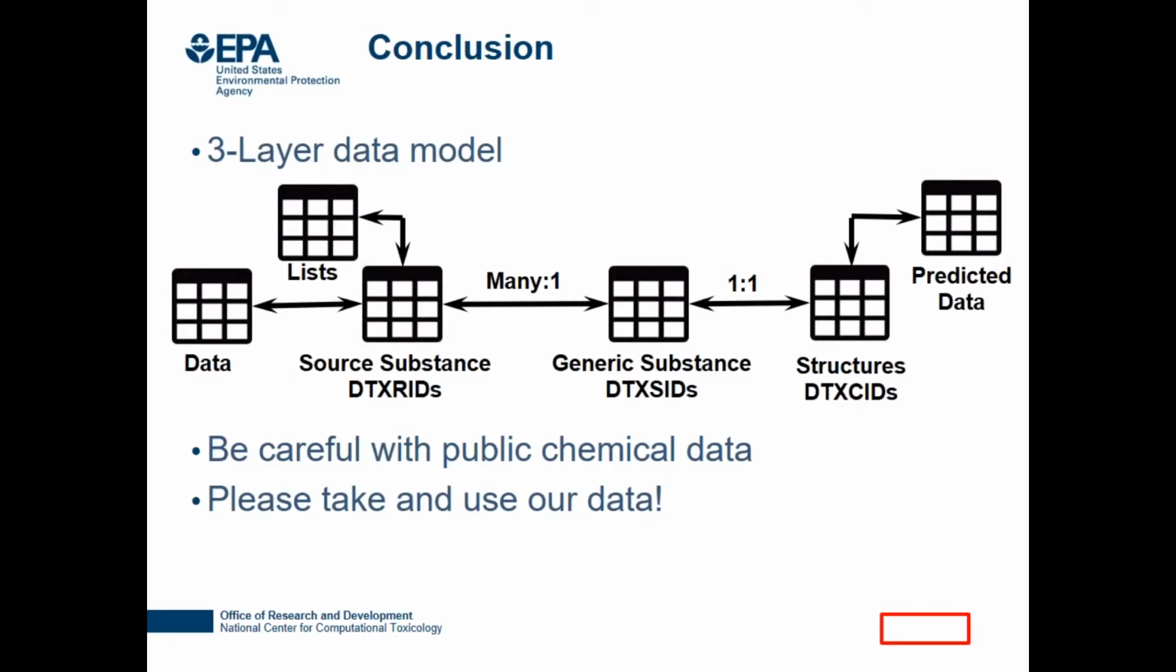Always be careful when you are getting public chemical data and you're trying to map things to structure. There are tons of cases where you see UVCBs, chemicals with unknown composition, directly mapped to chemical structure. And if you use that chemical structure, you're making an assumption that structure is actually representative of the entire mixture that you are trying to regulate. And finally, please take and use our data.